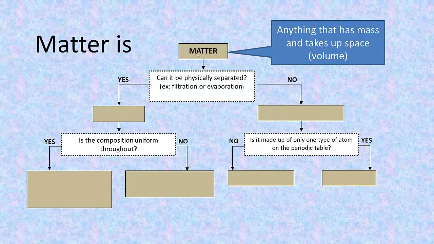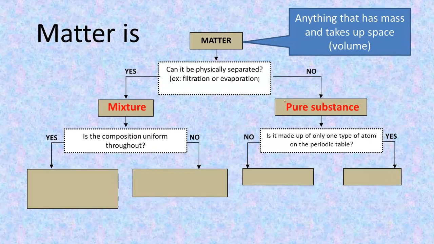Now when we classify matter, we classify it into two basic things. And the first question we're going to ask ourselves is, can it be physically separated? For example, through filtration, if you filter it and you can separate it into two or more different things, or evaporation. Another way to separate it is if you just pick it out by your hands. And if the answer to that is yes, then it is a mixture. If the answer to that is no, then it is a pure substance.